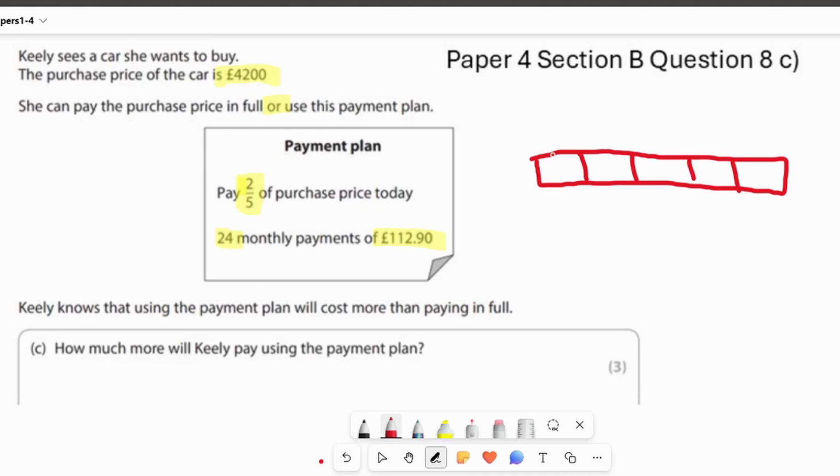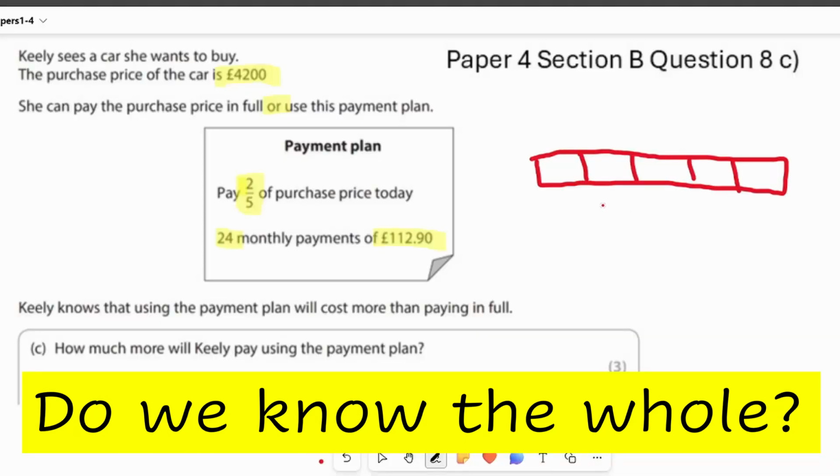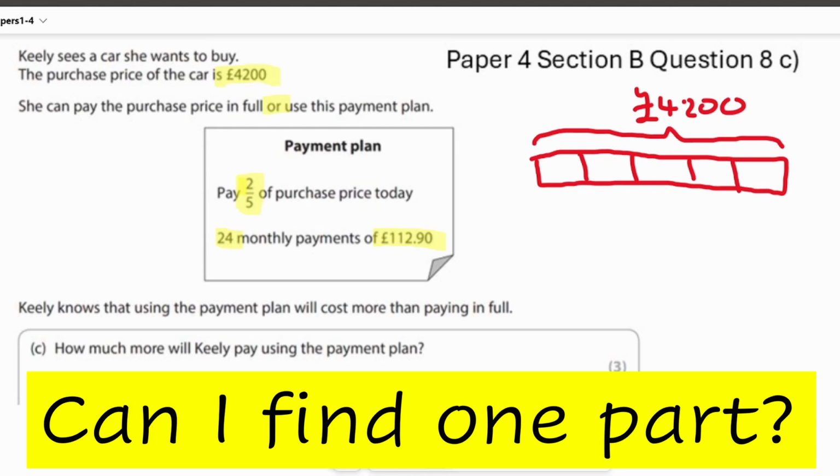And then we're going to ask ourselves, do we know the whole? What is the whole? In this case, the whole is the purchase price, because it says you can pay 2/5 of the purchase price, which is 4,200. So I'm just going to make a note of that. The whole is 4,200. And now I'm going to ask myself the question, can I find one part? Looking at the bar diagram, the whole is 4,200 and there are 5 parts.